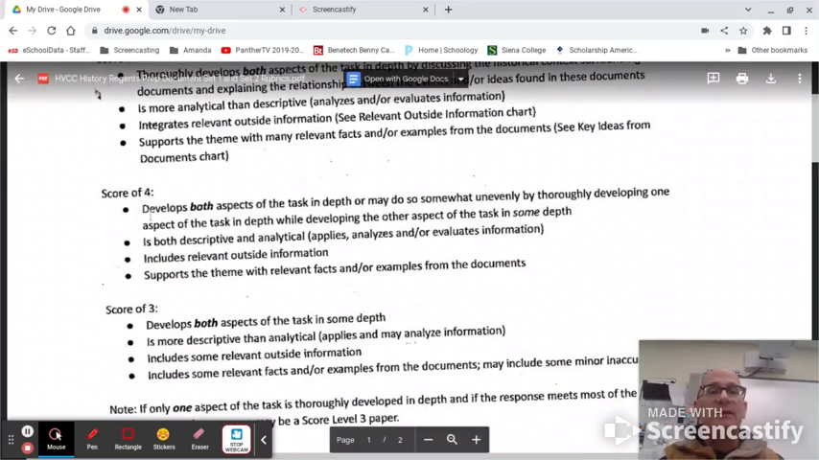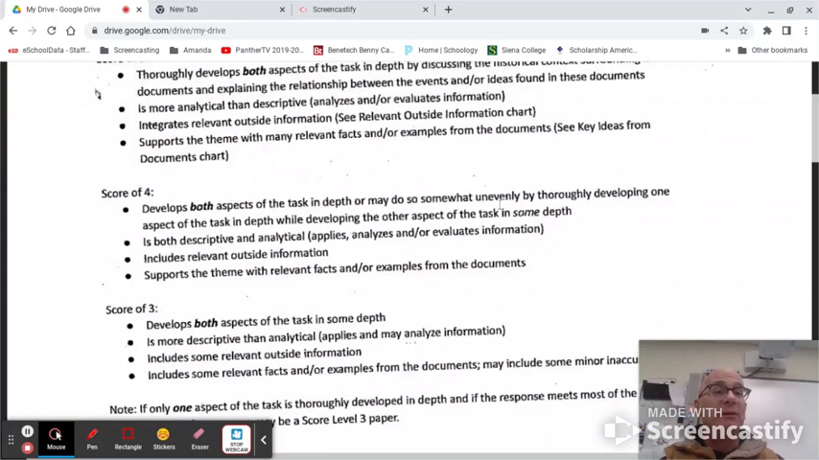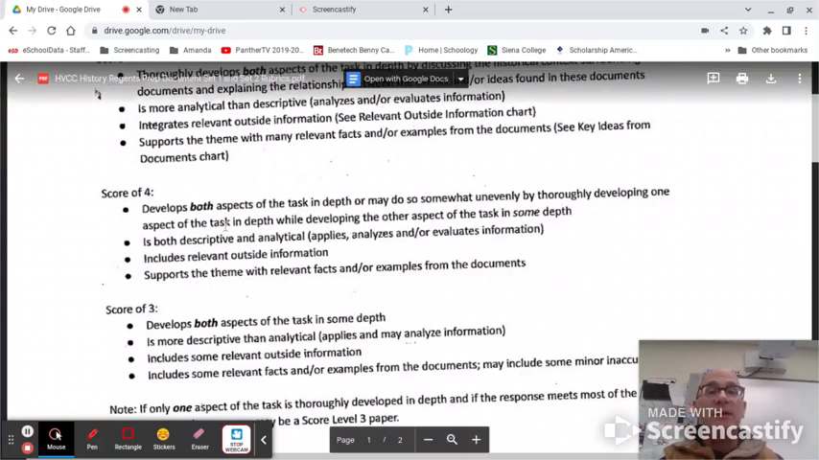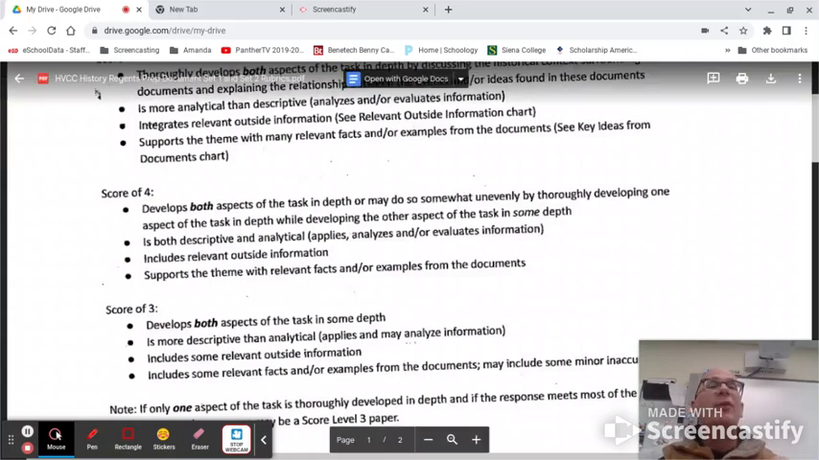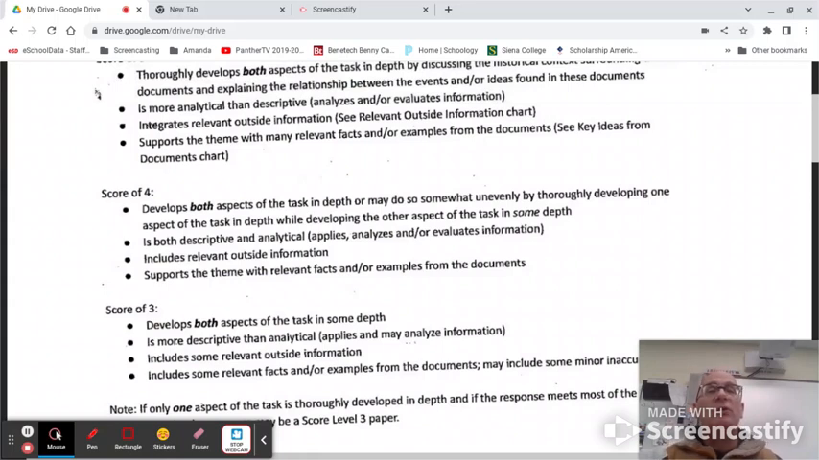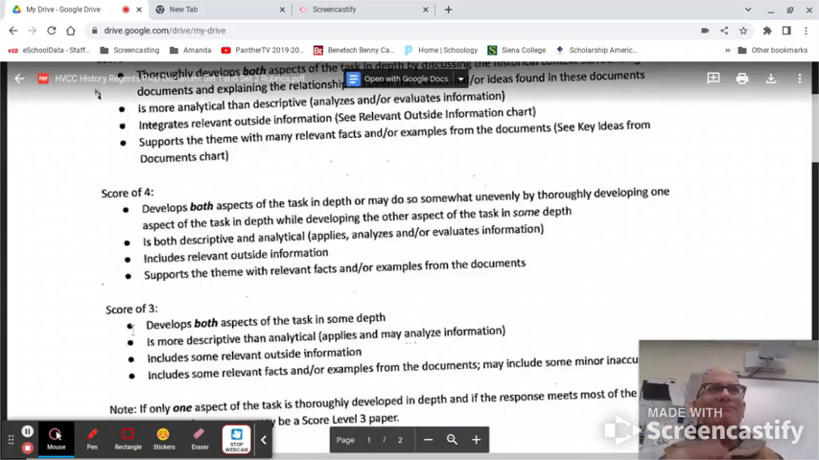You develop both aspects of the task in depth, or may do so somewhat unevenly by thoroughly developing one aspect of the task while developing the other aspect in some depth. So if you don't do a thorough job of addressing both aspects, you'll score a 4. If it's weighted a little bit in favor of one document as opposed to another one, or if one task is in some depth and another is in more depth, that might be a reason that you score a 4.